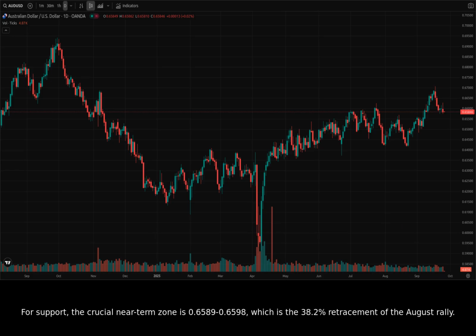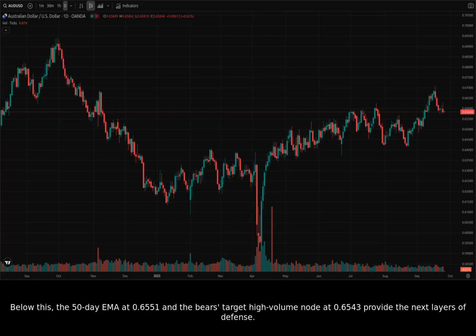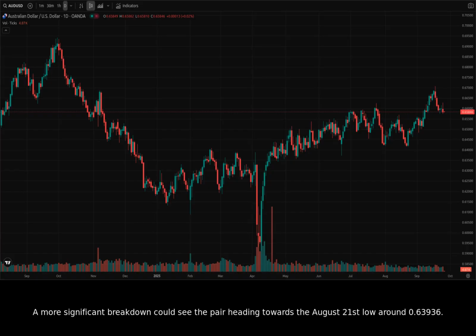For support, the crucial near-term zone is 0.6589 to 0.6598, which is the 38.2% retracement of the August rally. Below this, the 50-day EMA at 0.6551 and the bear's target high volume node at 0.6543 provide the next layers of defense. A more significant breakdown could see the pair heading towards the August 21st low around 0.63936.